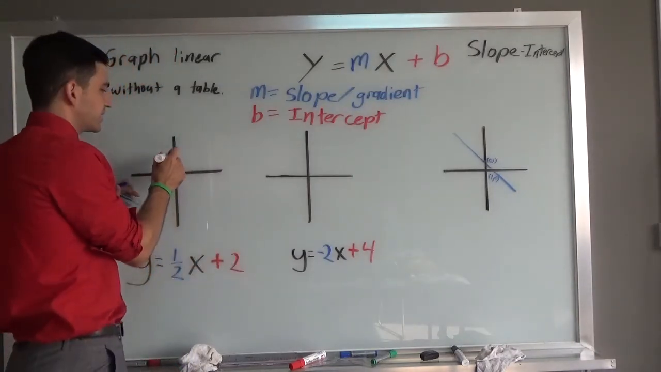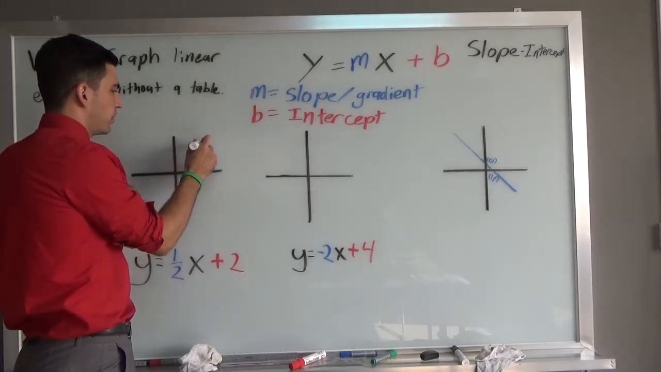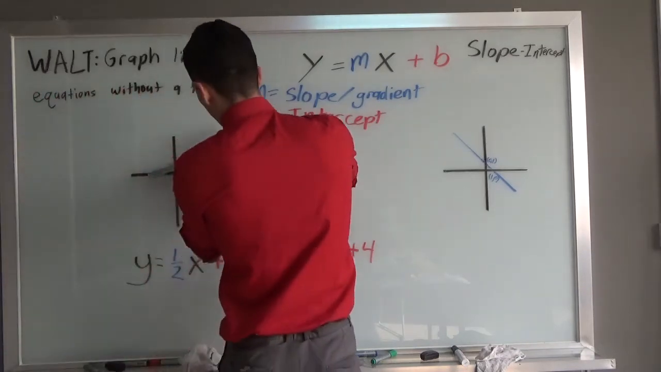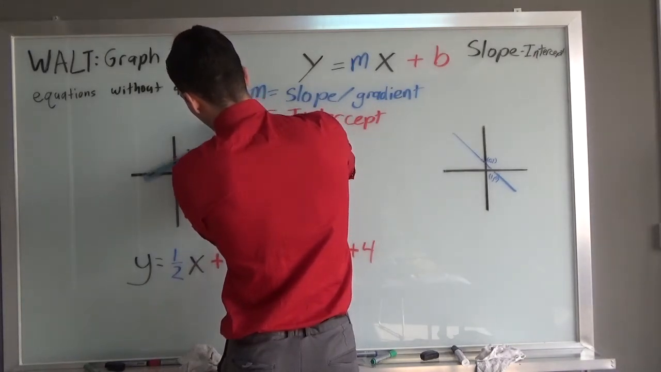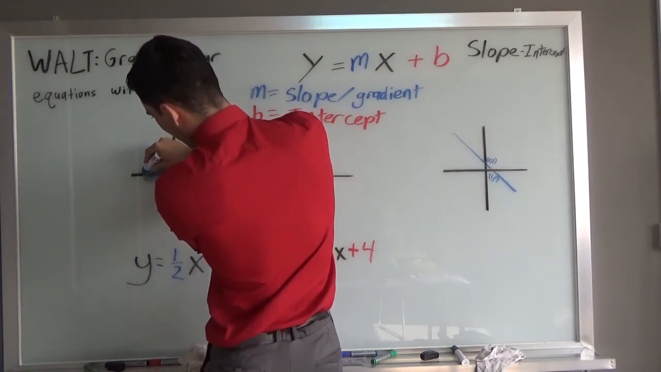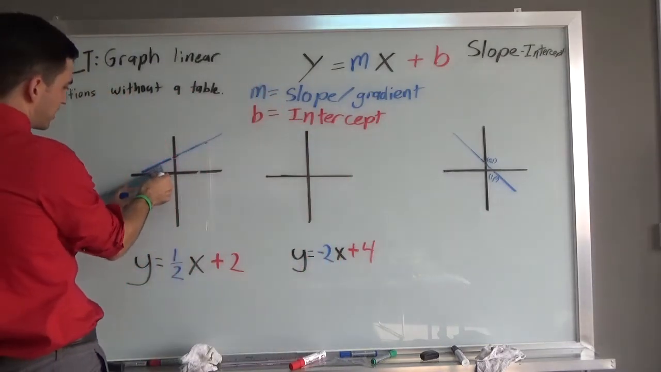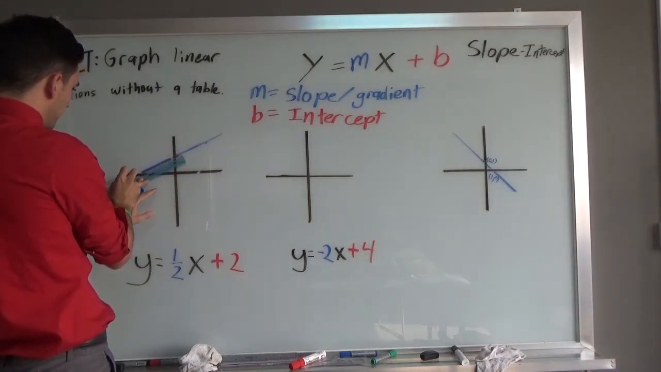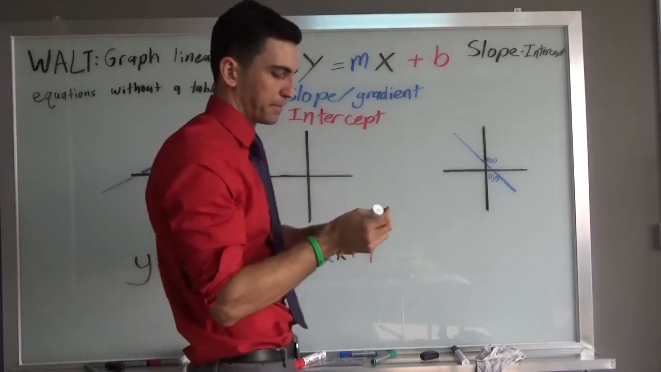What this means is it's going to go up 1 and over 2. Up 1 over 2, up 1 over 2. It's going to have that sort of pattern happening. So if I were to graph this and connect these dots, it would look something like this. And it would go forever in both directions.